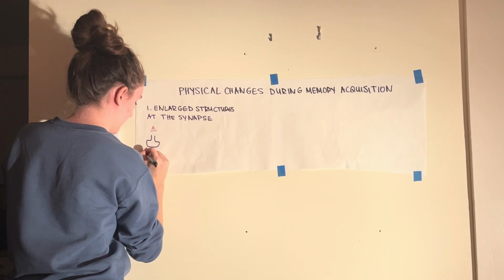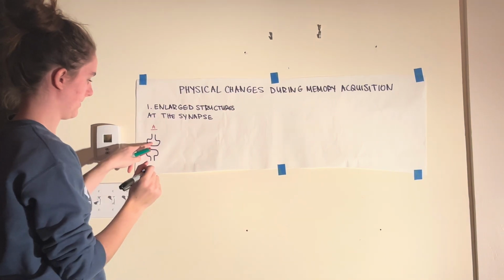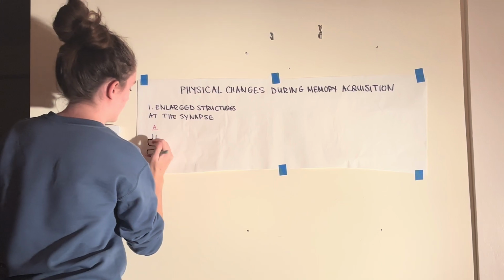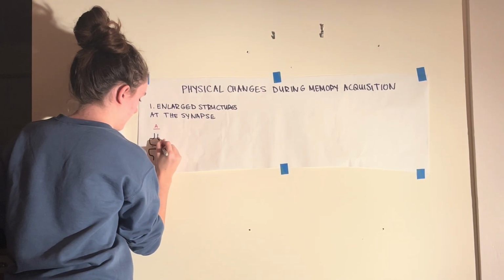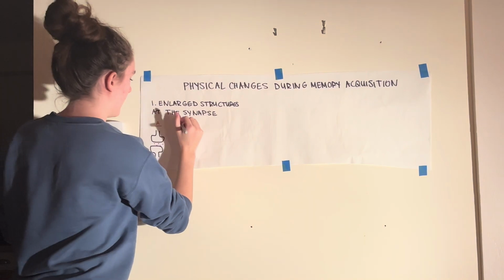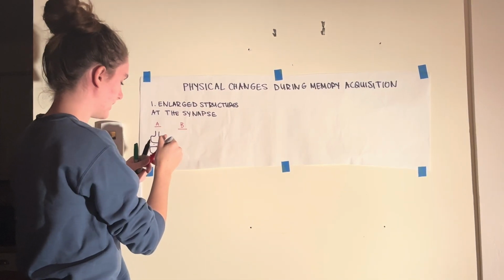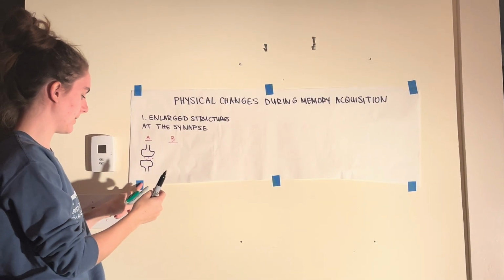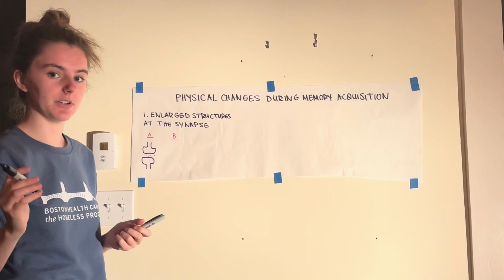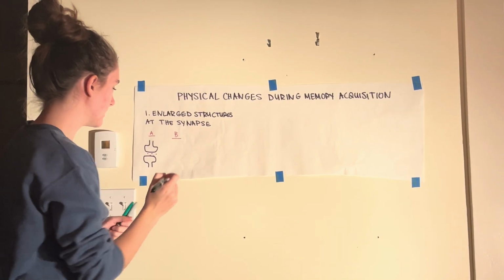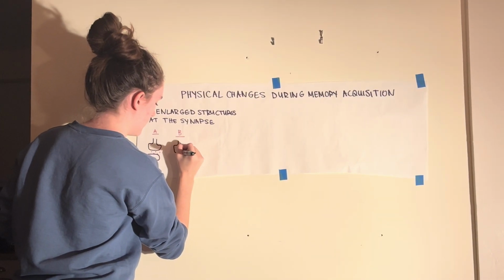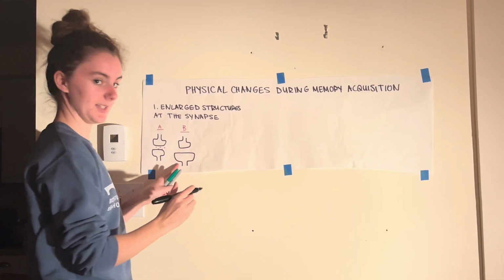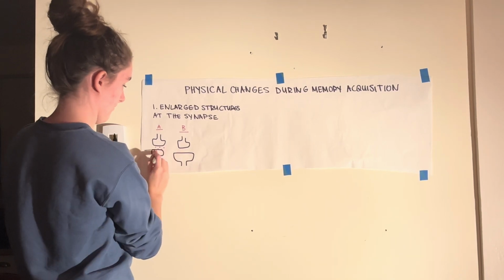So here we have synapse, presynaptic, postsynaptic, and here we have an increase in release of neurotransmitters. The next thing that might happen is that in response to this, the postsynaptic dendrite is going to enlarge in order to account for the increase of neurotransmitters. So this enlarges, as you can see, it's bigger to account for more neurotransmitters.